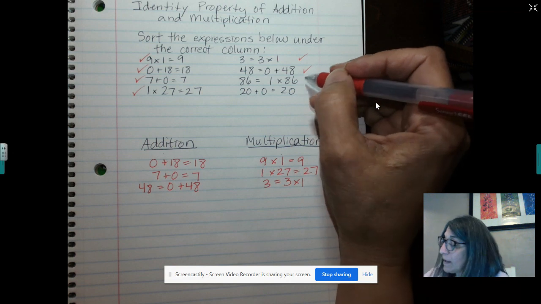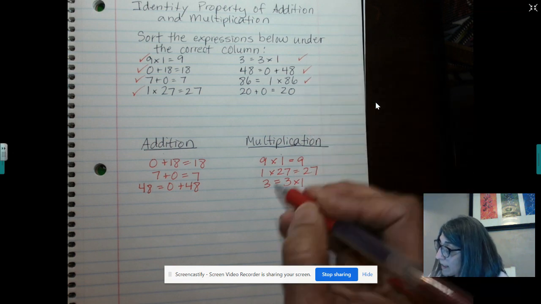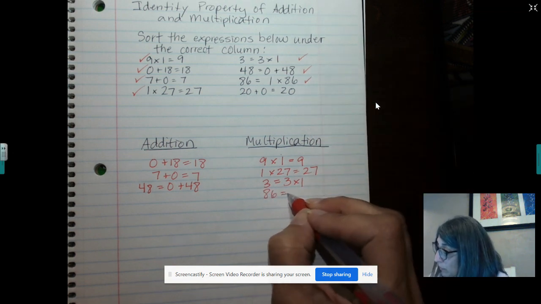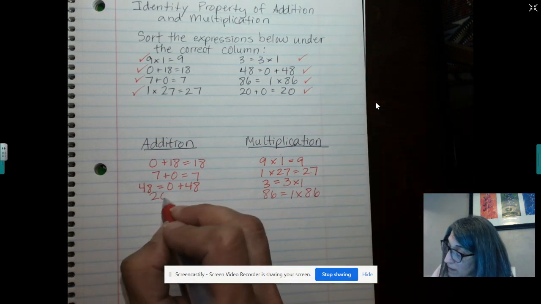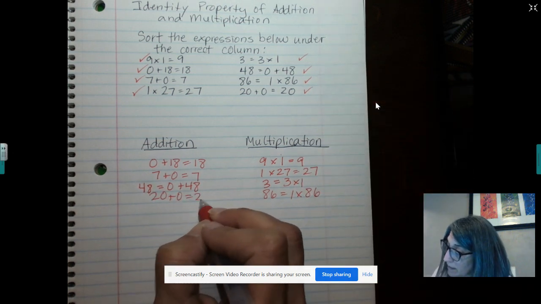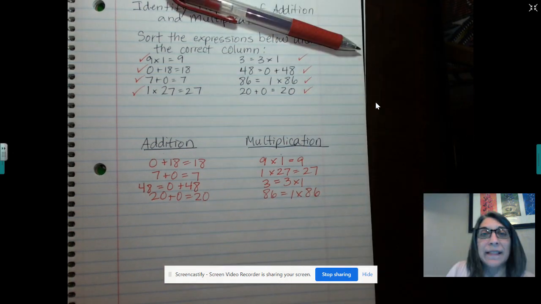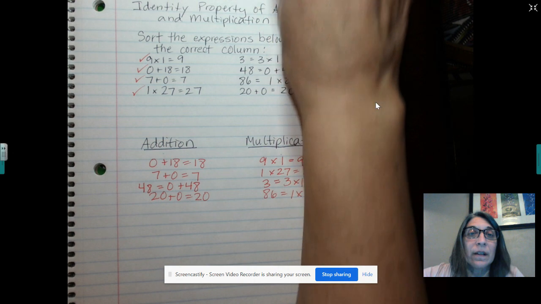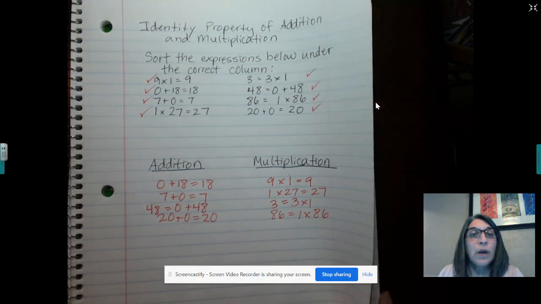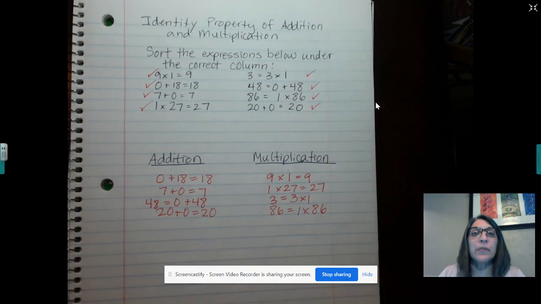It's okay. And then 86 is equal to 1 times 86. And then this last one is equal to this. So hopefully you had that. Okay. So we've gone through 3 properties. Make sure you have all your notes, that you did well on these examples.